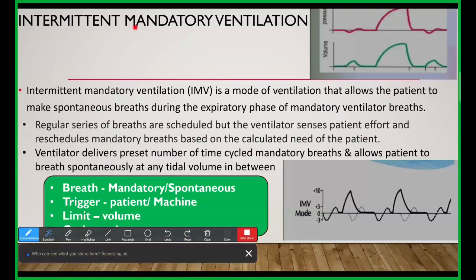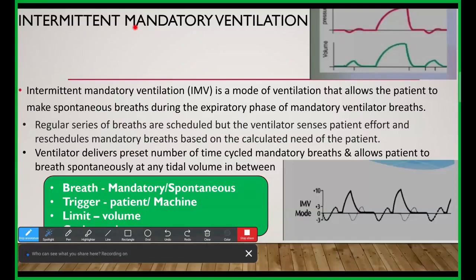So you have a series of breaths. You will have mandatory breaths and your spontaneous breaths, that will be in a series. But the ventilator will sense the patient's effort and schedule mandatory breaths accordingly. When there is more spontaneous breathing, the ventilator will reschedule the mandatory breaths.